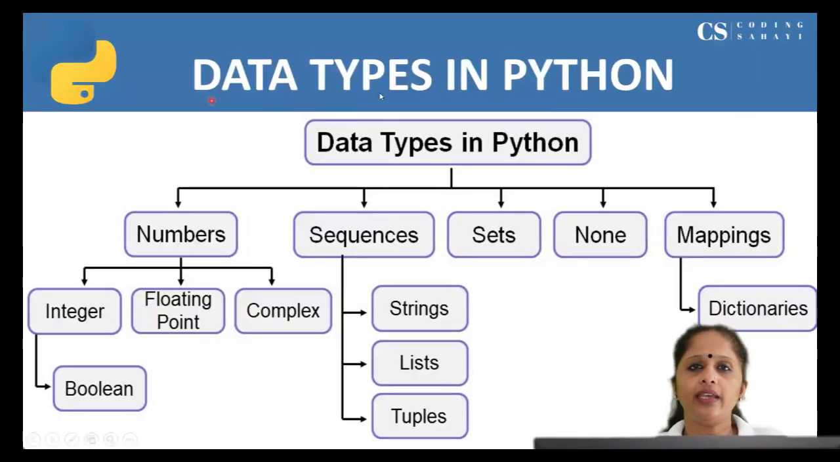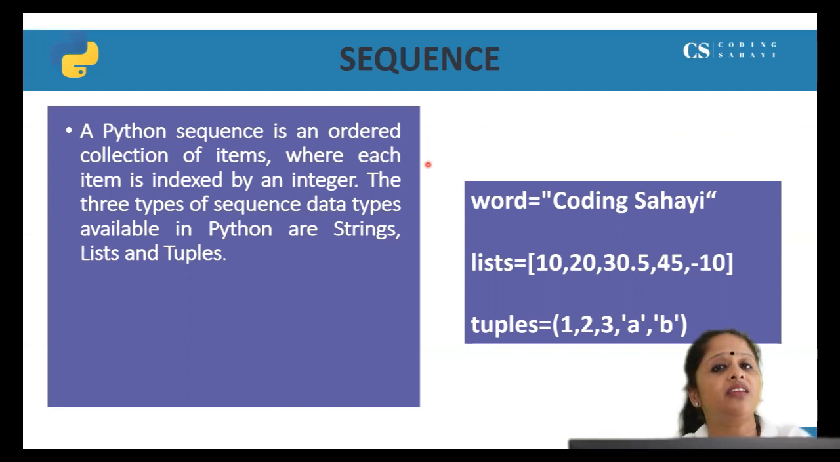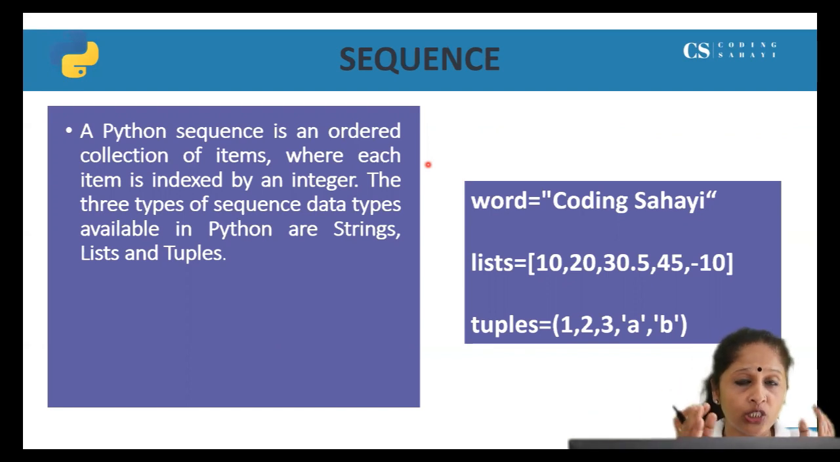So the first category was number, and we have int, float, complex and the subtype, Boolean. The next category is sequence. A sequence in Python is an ordered collection of items, and each item can be accessed using an index. There is an index value for each item. It is a collection of values.